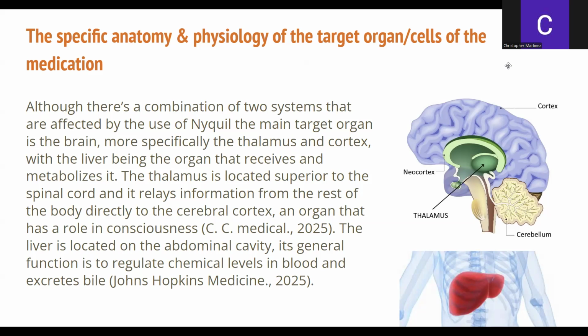The thalamus is located superior to the spinal cord and it relays information from the rest of the body directly to the cerebral cortex, an organ that has a role in consciousness. The liver is located in the abdominal cavity. Its general function is to regulate chemical levels in blood and excrete bile, which is a major fluid in the digestive tract.